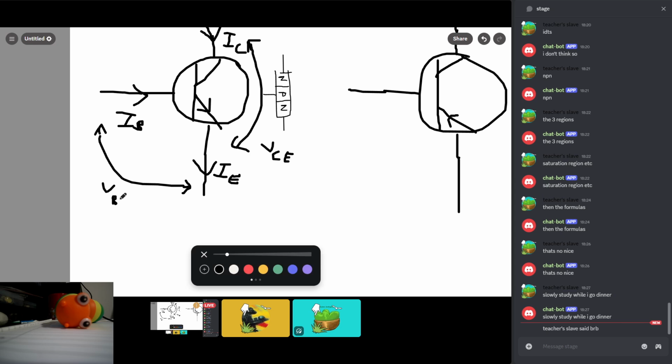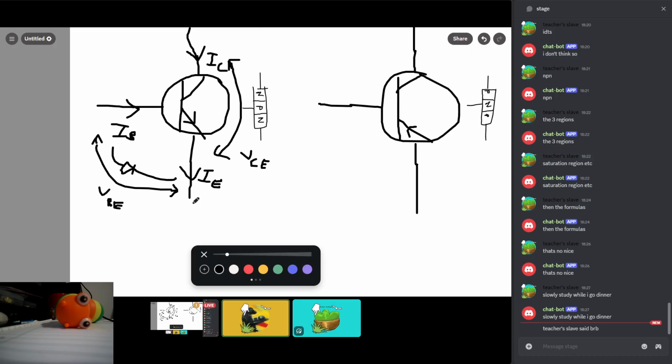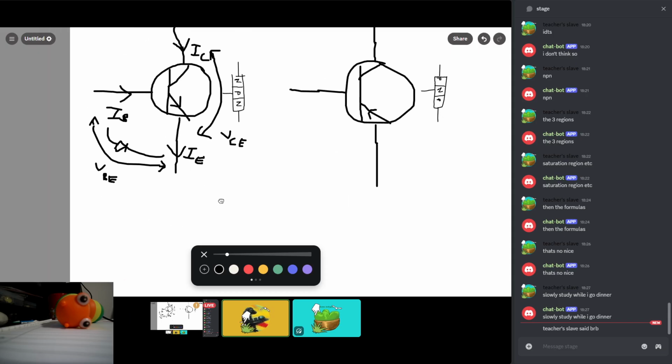And one thing to note about this connection here is that it acts like a diode. So it allows current to go through one way but not the other. Alright, so that's pretty much all you need to know about the BJT.